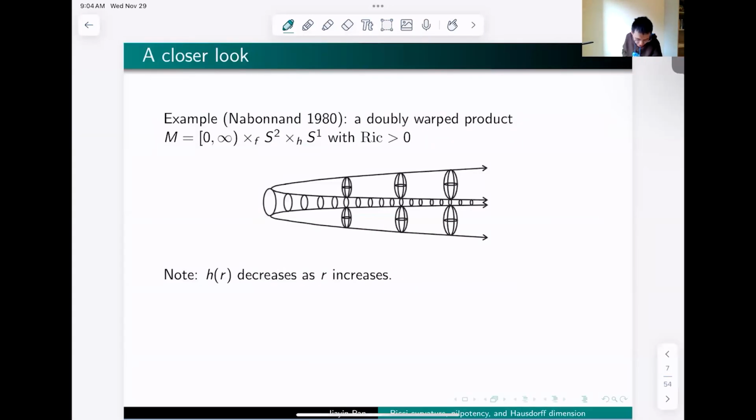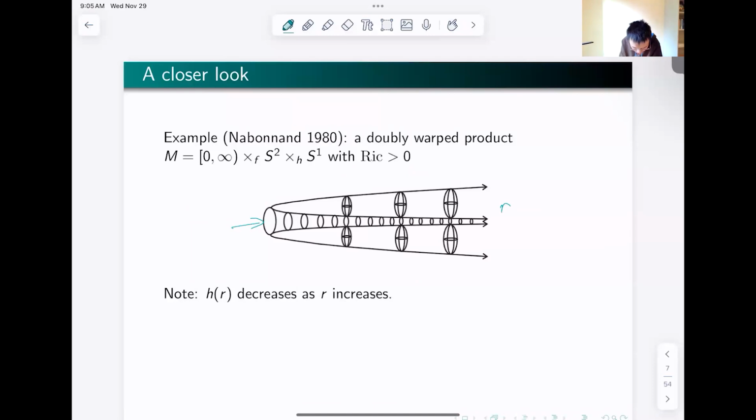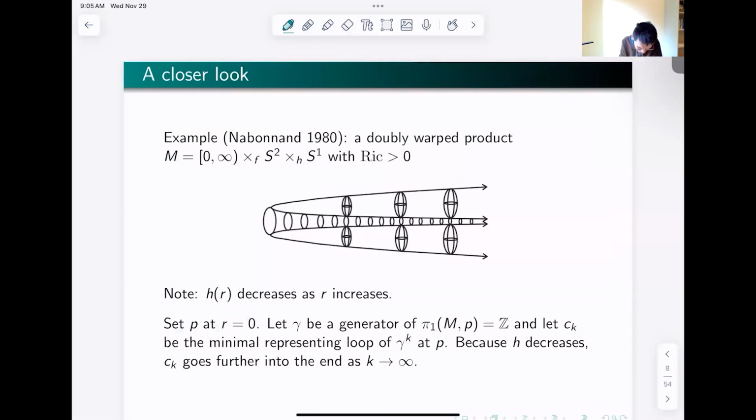Okay, now let's take a closer look at the Nabonnand example. We have this doubly warped product, and the important feature here is that h(r) is a decreasing function. It tells you how the circle shrinks as r goes to infinity.